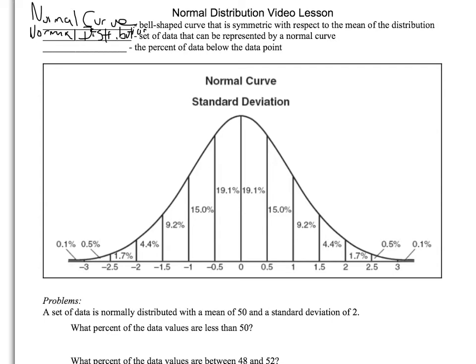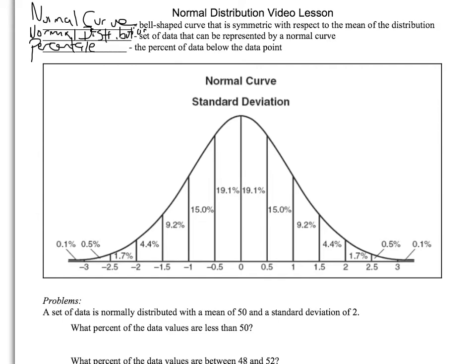The percent of data below a data point is called a percentile. So you've seen on those tests before that you ranked in, say, the 85th percentile. What that means is you did better or as well as 85% of the people who took the exam.